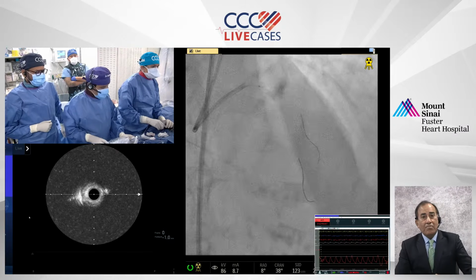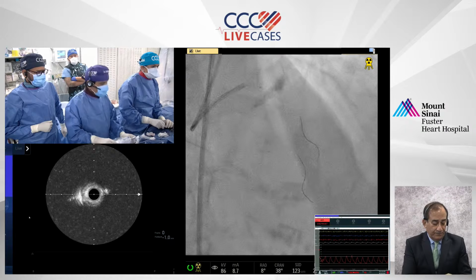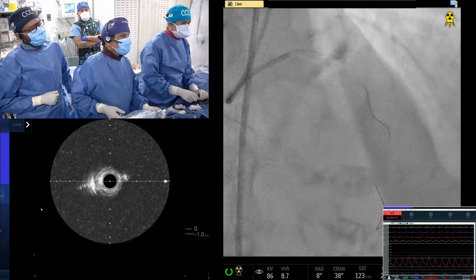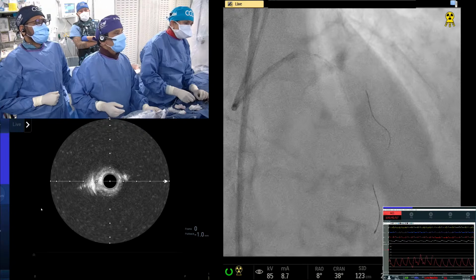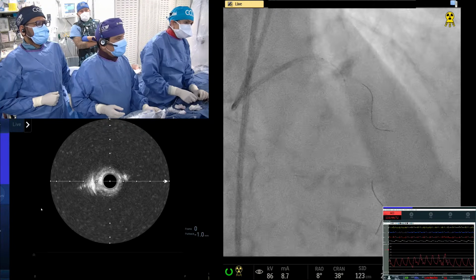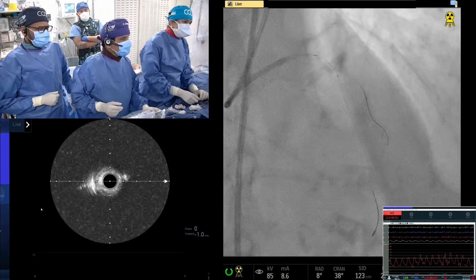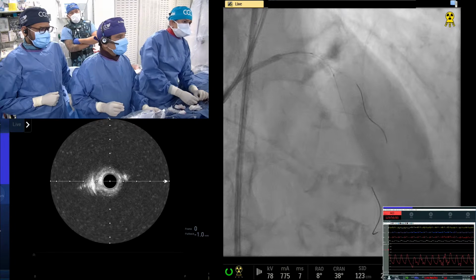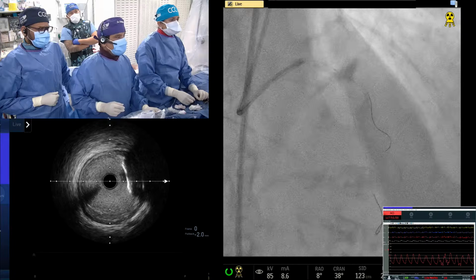Yeah, no, IVUS cannot pick adventitial calcium. It's only the OCT. So now, because of the second wire, I think... No, it's nothing to do with the second wire. See there, there's a separation between the wires. The IVUS is not going now.